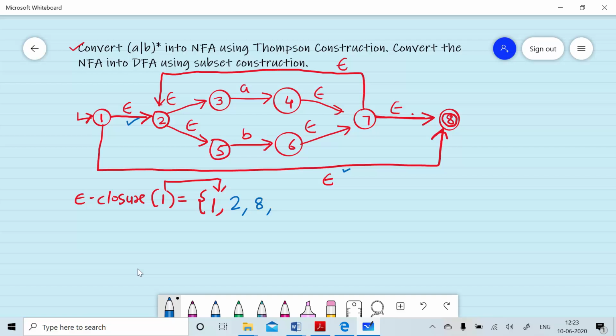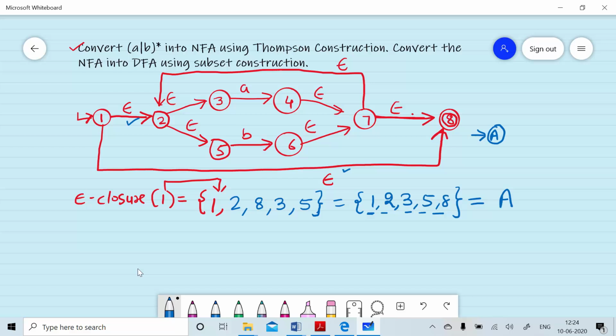There is a null transition from 2 to 3. So we will include 3. There is a null transition from 2 to 5. So we will also include 5. So this is a set of states. We can write them in increasing order. So the set will remain the same. Let's suppose we will call it set A. So the DFA that we are generating will consist of a state A. And this is known as the initial state.